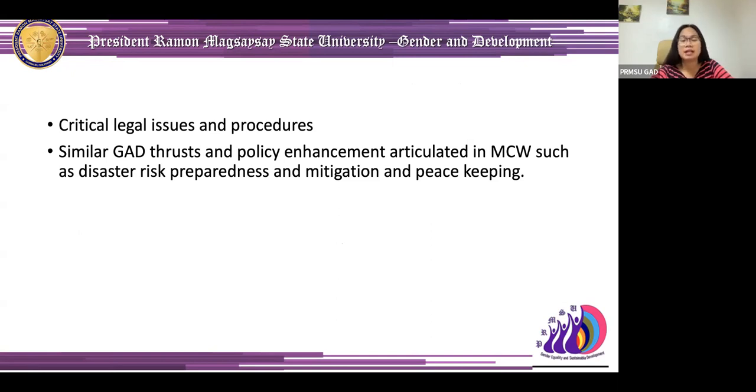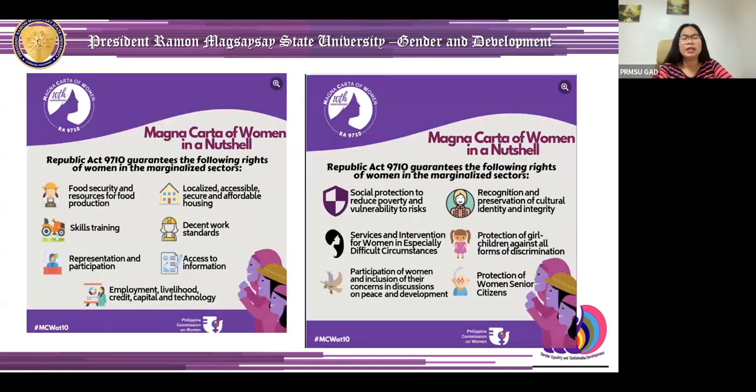One example is the disaster risk preparedness, mitigation, and also peacekeeping. So in a nutshell, ito po ang Magna Carta of Women. So it involves food security and resources for food production. So I know CIT related din po siya sa food production. So pwedeng i-anchor natin yung program dyan na naka-angkla sa Magna Carta of Women. It could also be about skills training. It could also be about access to information, employment, livelihood opportunities.